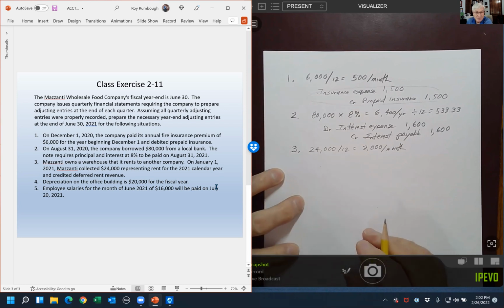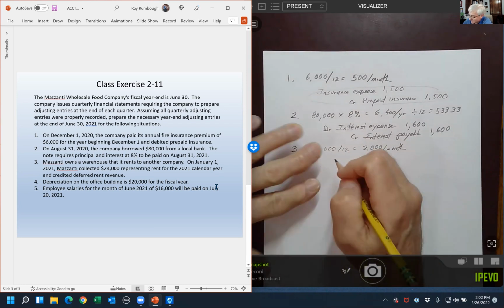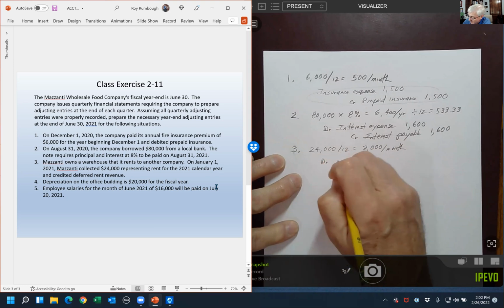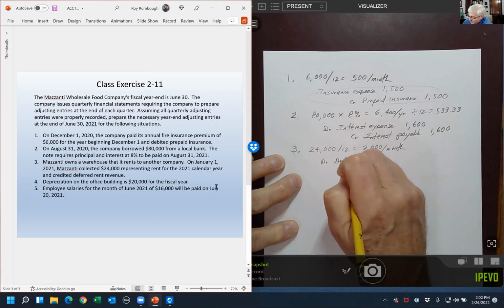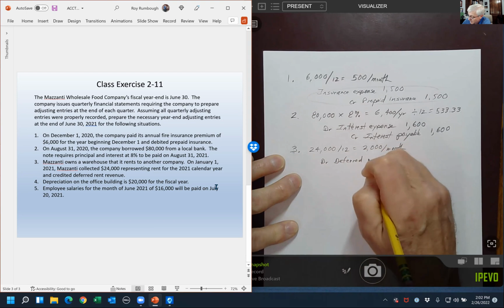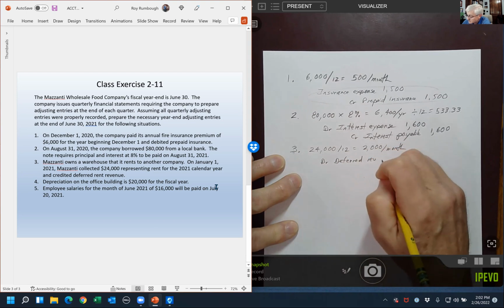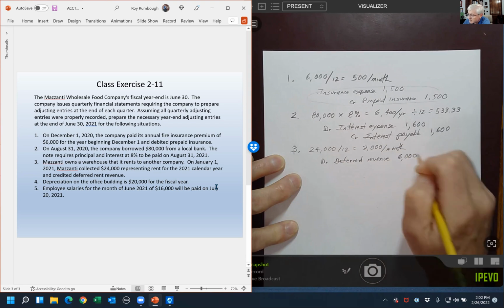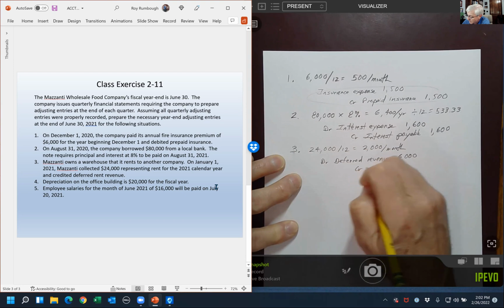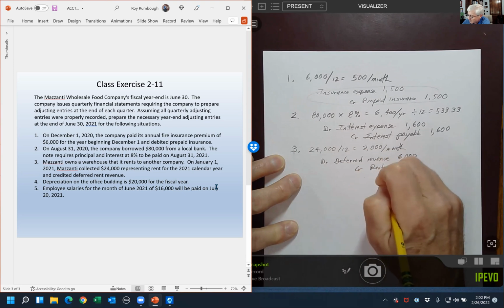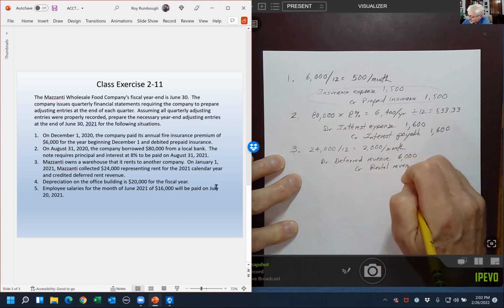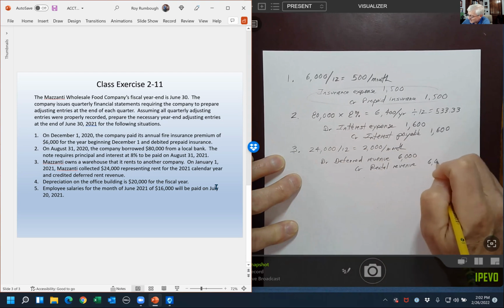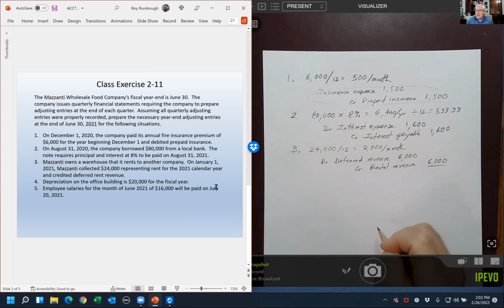And so it's going to be debit deferred revenue for 6,000, 3 months, and credit rental revenue, not deferred. And this represents April, May, and June for this quarter.